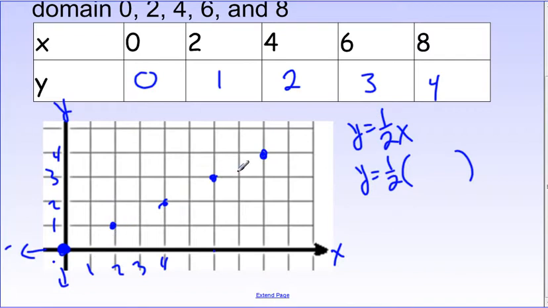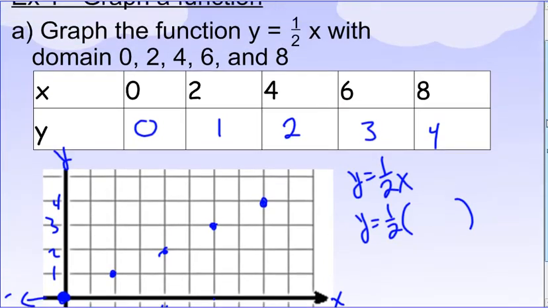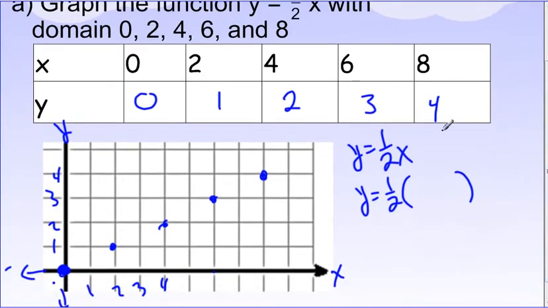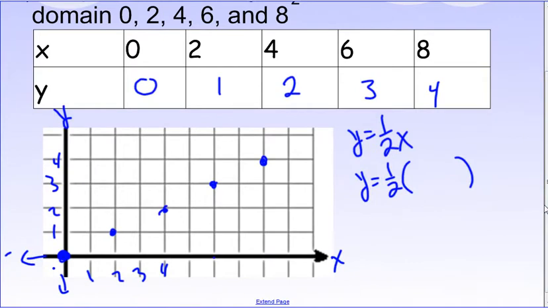That is our function. We are not going to draw a line through them because this function is literally just those 5 points. It's not at every point in between. We're looking at it just at those 5 inputs. Eventually we'll be looking at functions where we will draw a line because it will be every point on the line as well. But for now, it's just those 5 points.